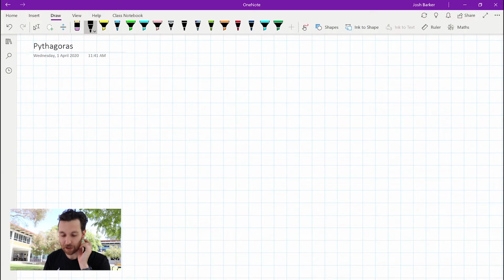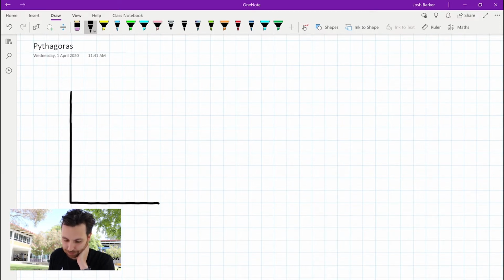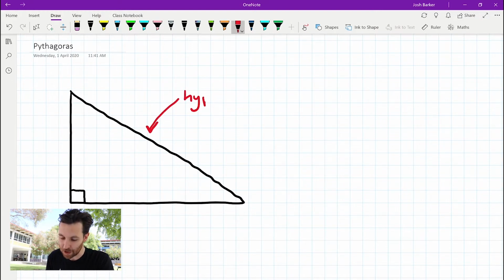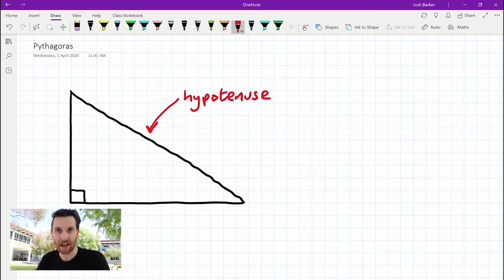Okay, so first thing I'd like for you to do is to draw yourself a right-angled triangle like this. Make it as straight as you can. Put in that little square in the corner that tells you that that's where the right angle is. The side that is opposite the right angle, we're going to label the hypotenuse. Hypotenuse is just a fancy word for the longest side in a right-angled triangle. It's always the one that's opposite the right angle and it's the longest side as well. So that's how you can identify that one.